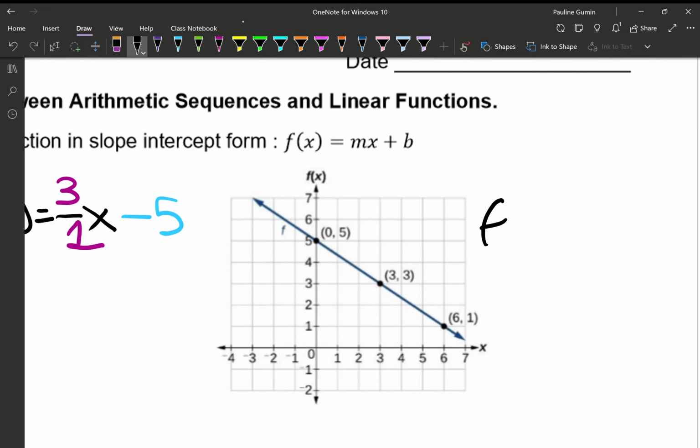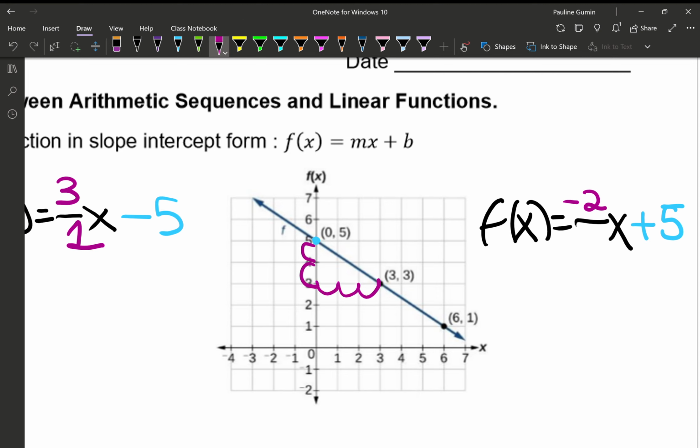Next one, f of x equals some slope with an x. All right, my y-intercept is right here. It's a positive 5 this time. Now let's count. How many do I go down and to the right to get to my next point? We're always going to the right. If you're not sure if you're going up or down, try going up and to the right, and you'll see that we don't actually hit the line. So you try going down and to the right instead. 1, 2, down 2 means negative 2. To the right, 1, 2, 3. Negative 2 over 3.